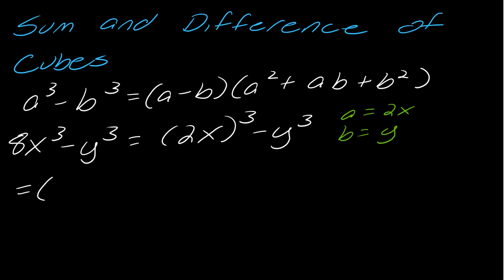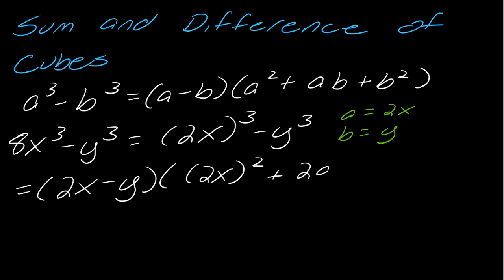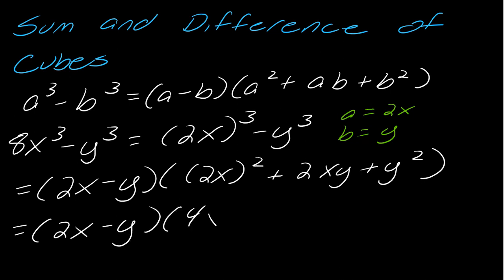So now I'm going to have 2x minus y. Now be really careful when you put this in. In the A position, it's all of 2x. All of that needs to be squared, so we have some extra work to do on that. Plus 2xy plus y squared. Okay, so then I just need to square this whole thing right here. So this will be 2x minus y, times 4x squared plus 2xy plus y squared.